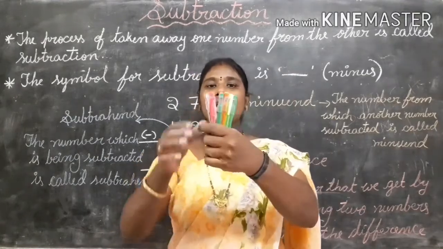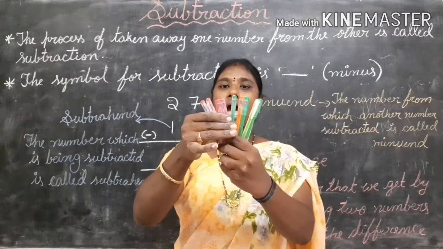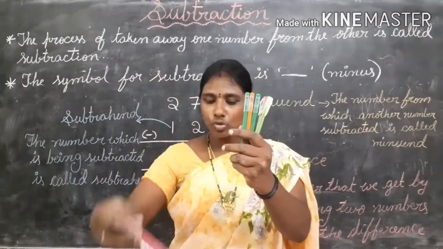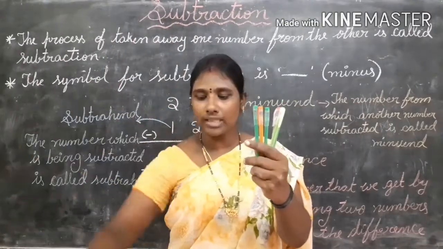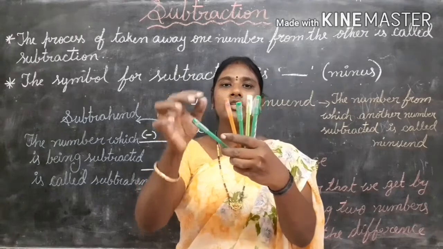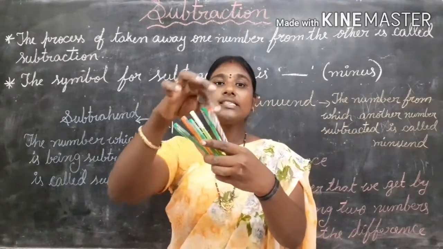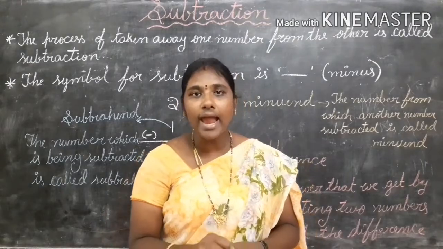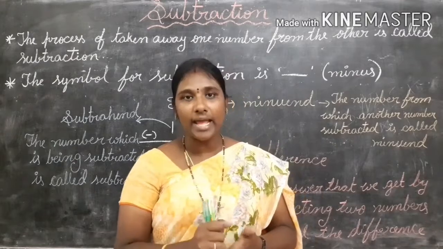Suppose, see here, in my hand there are 10 pens. Out of the 10 pens, I am giving 4 pens to Geeta. How many pens are left with me? 1, 2, 3, 4, 5, 6 pens are left in my hand. Here, what did we do? Yes, we did subtraction.